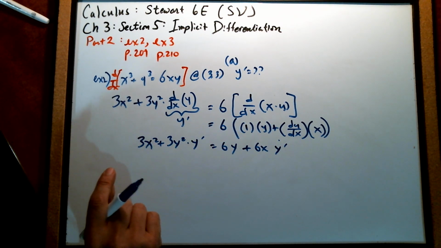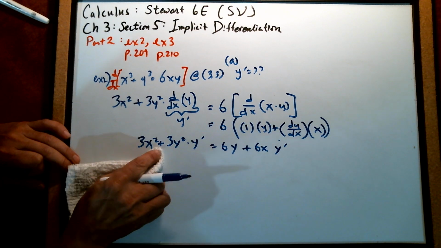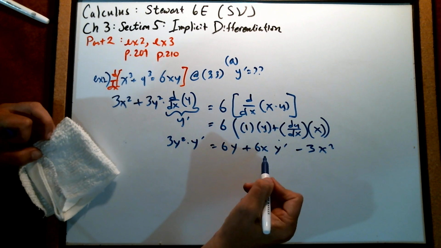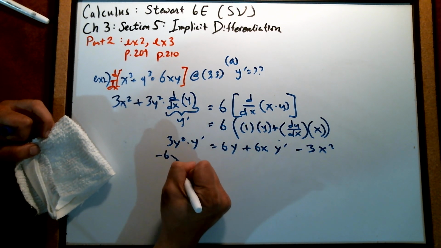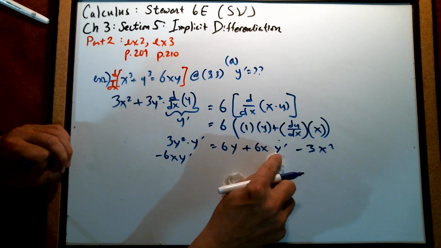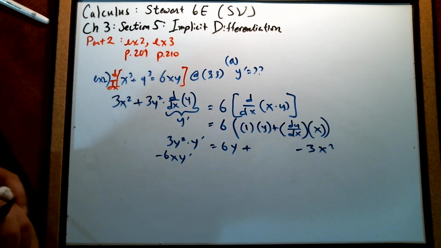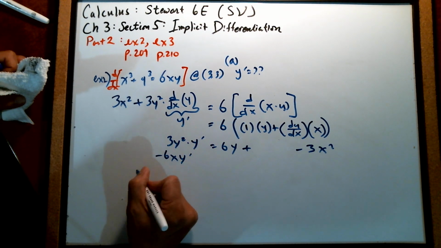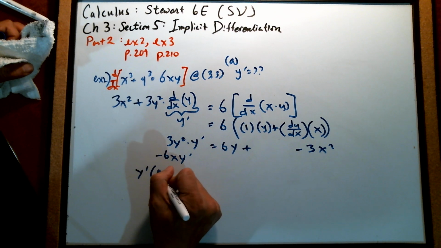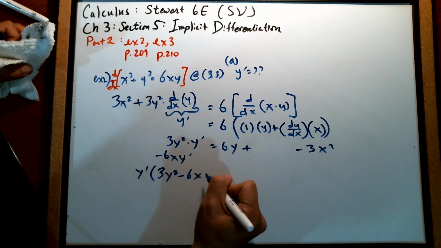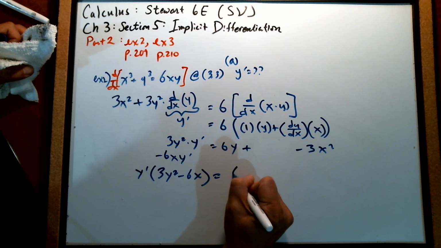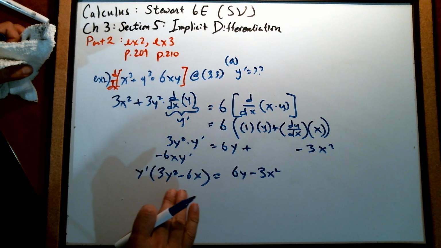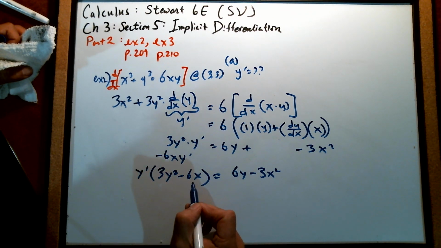I'm going to move 3x squared to the right side by subtracting 3x squared. I'm going to subtract 6x y prime to the left side, and so you get rid of that right there. And then at this stage, since you have two terms, the first term and the second term, you can factor out y prime. You end up with 3y squared minus 6x is equal to, on the right side, 6y minus 3x squared. Since you factored it out, you have to divide by this.